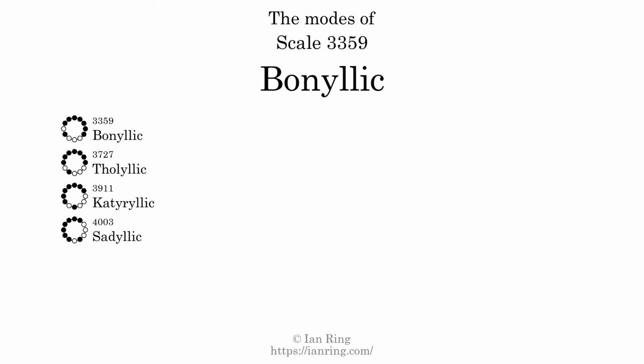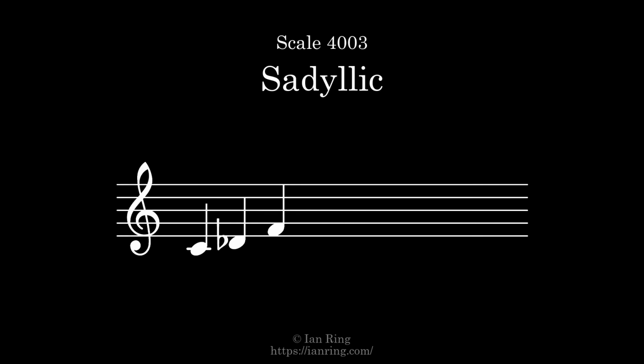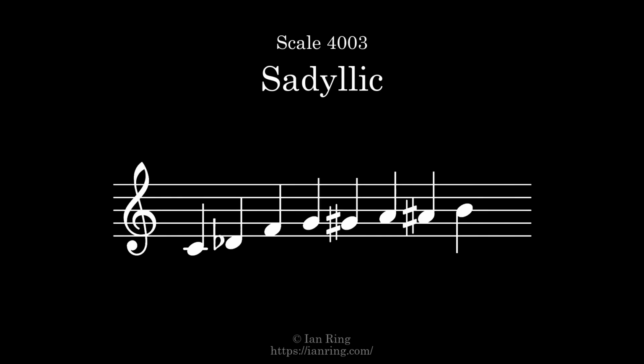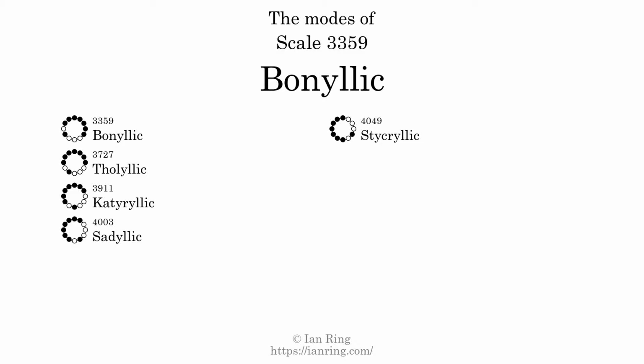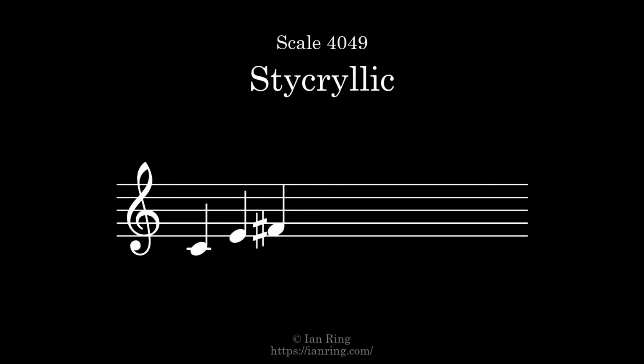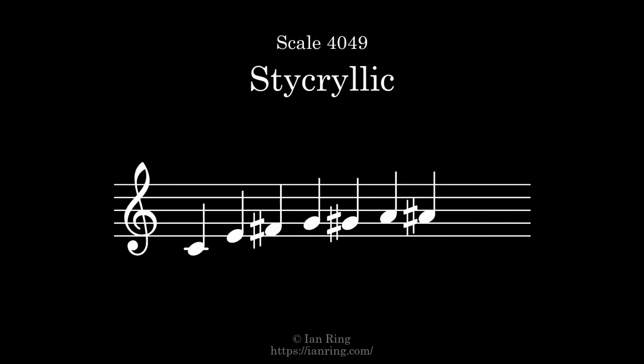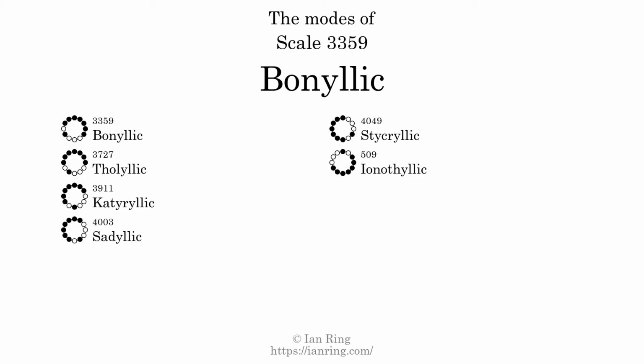The fourth mode is scale 4003, also known as Bonyllic. It sounds like this. The fifth mode is scale 4049, also known as Bonyllic. It sounds like this. The sixth mode is scale 509. Also known as Bonyllic. It sounds like this.